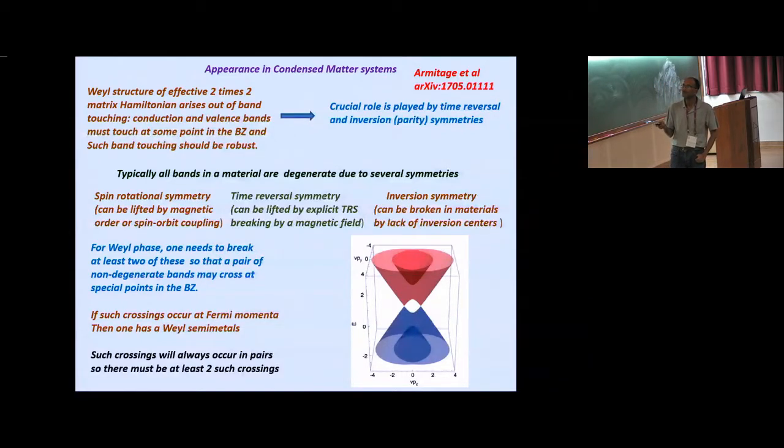The point is that these crossings will always happen, but to have a Weyl structure, you need these crossings to occur at Fermi momenta. That's another constraint, and that's why Weyl materials are not so omnipresent. There are only a few of them. And such crossings always occur in pairs, and there should be at least 2 such crossings within the Brillouin zone. And that can be understood very easily in the following way.